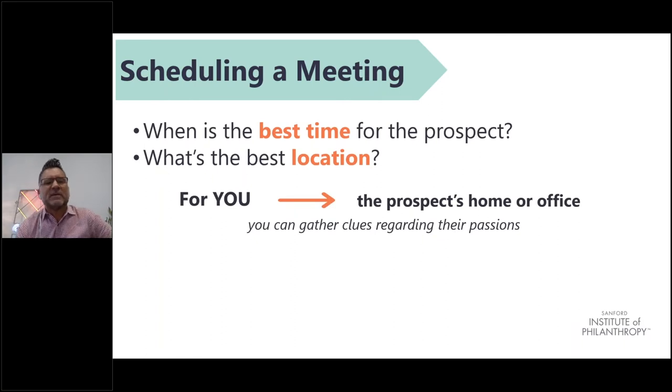What I would say about that though is, when you can, think about what's best for you specifically when it comes to the location. So meeting at a prospect's home or office, you can just gather so much information about their passions, their hobbies, things that will allow you to have a deeper conversation about their personal interests, and just another opportunity for you to build rapport and solidify that personal relationship with your potential donor. So whenever you have the opportunity and it's in your control, definitely meeting at their home or office will provide you with a lot of insight into that individual. And again, how you can nurture and move that relationship forward.